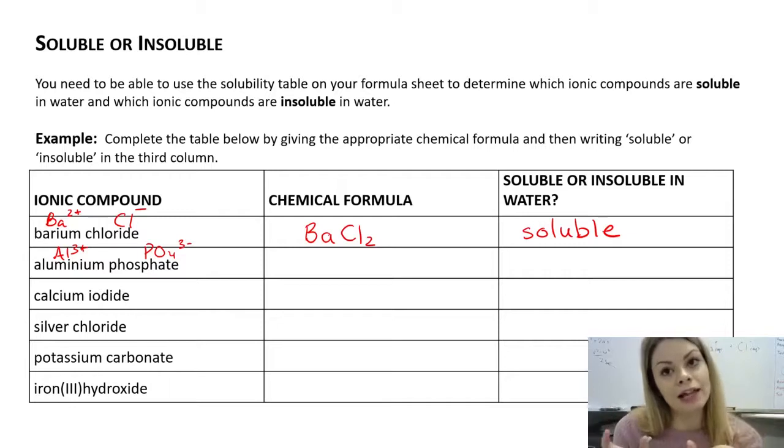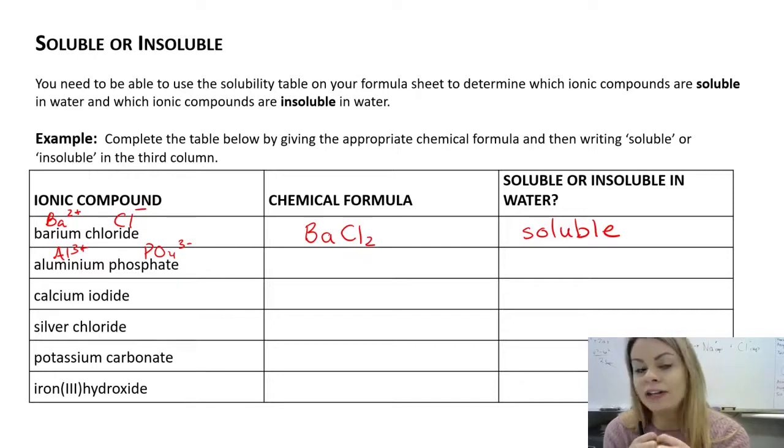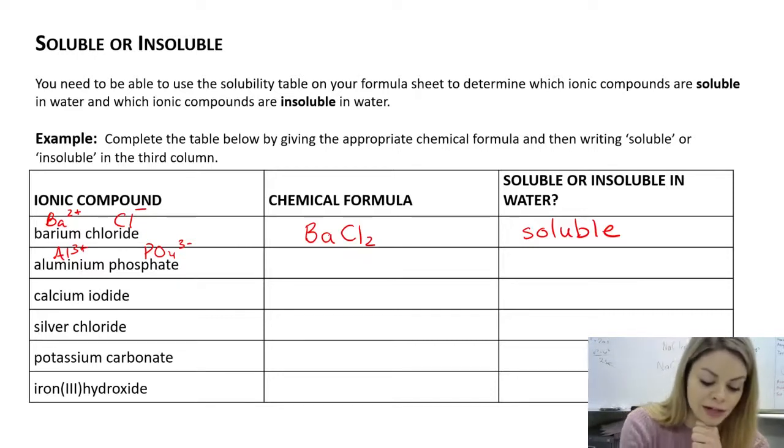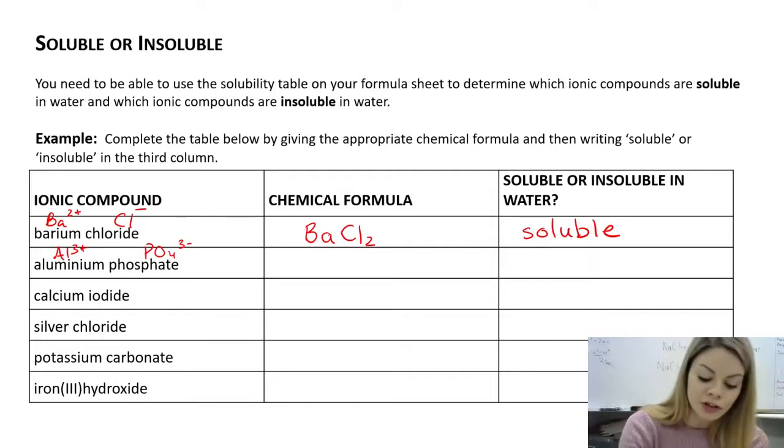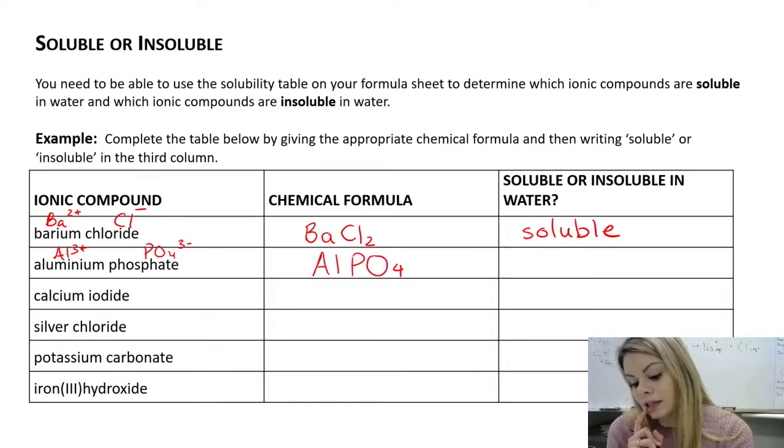Now, putting them together, remember if the charge is the same, then they neutralise each other perfectly. You only need one of each. That 3+ is going to cancel out that 3-. Because they have the same charge, except one's positive, one's negative, you just need one of each. We get a 1-to-1 ratio, so no numbers are required. Okay?